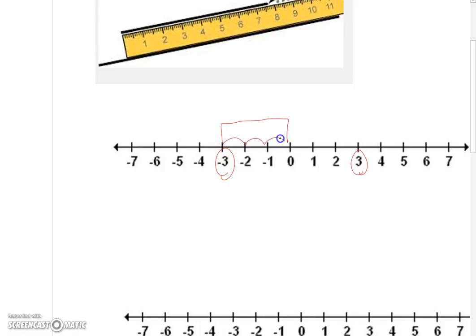3 is 1, 2, 3 spots. Negative 3 is 3 spots away from 0. And positive 3 is again 1, 2, 3 spots away from 0. So we would say that negative 3 and 3 are opposites.